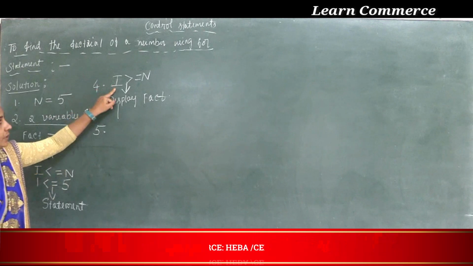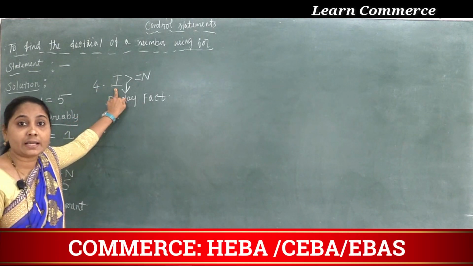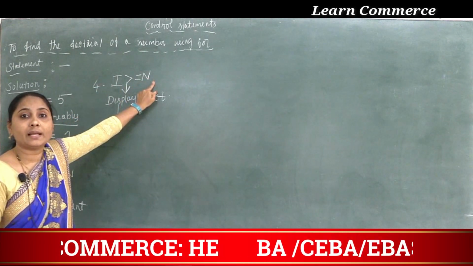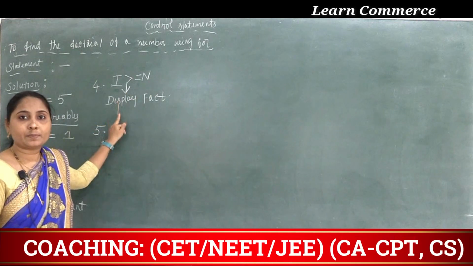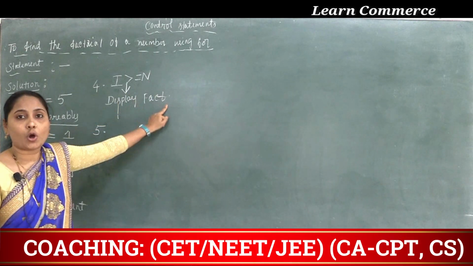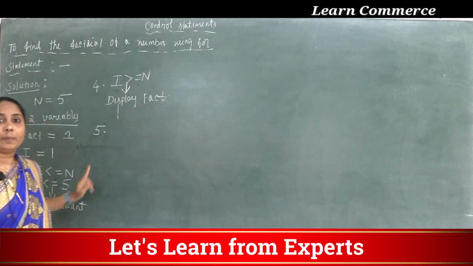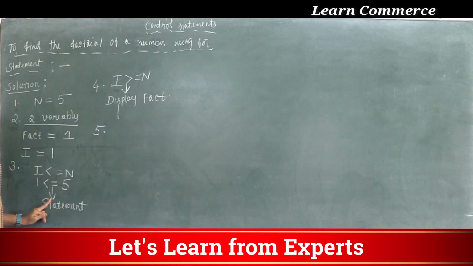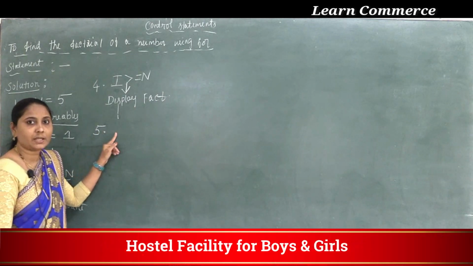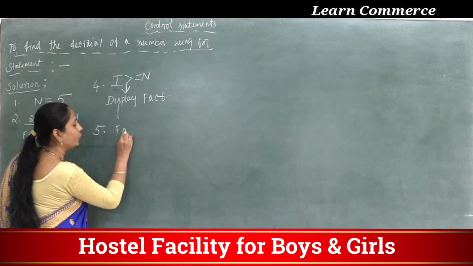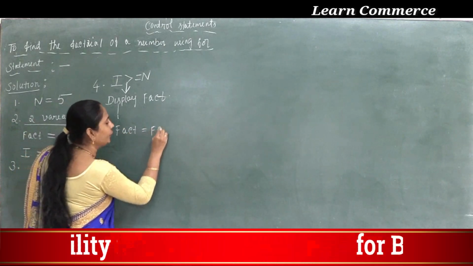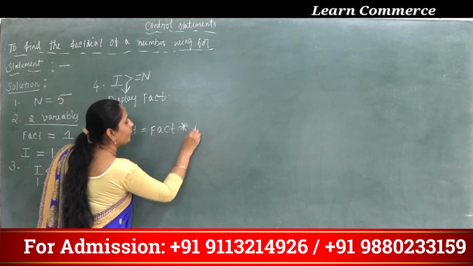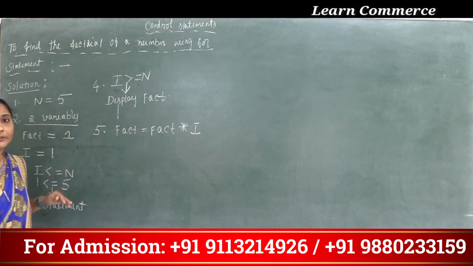Otherwise, here we can say that if the I value is greater than the n value, then we display the value of the fact and stop the program. Otherwise, if the I value is less than or equal to n, we use one process. The process is: fact value is equal to fact into I. So fact value is equal to fact into I here.